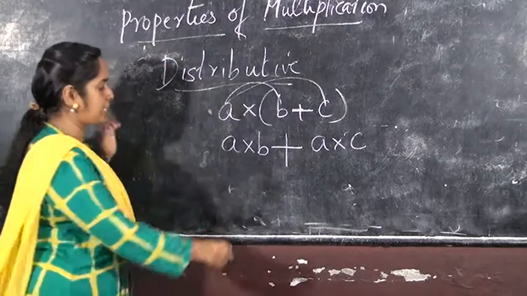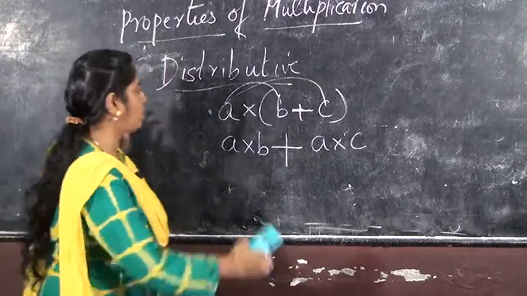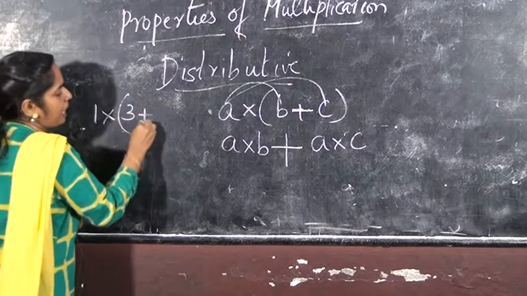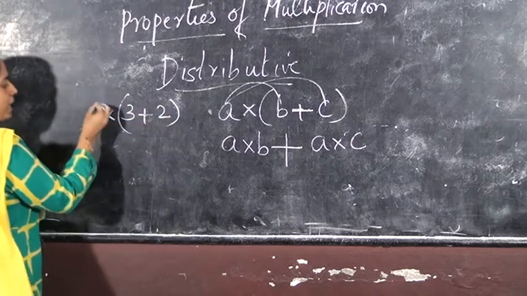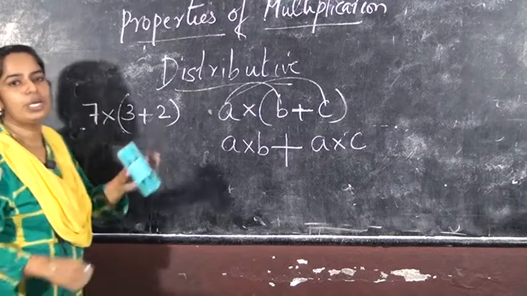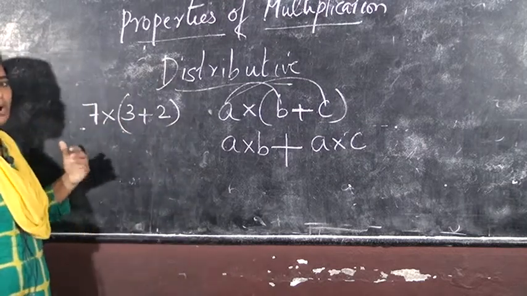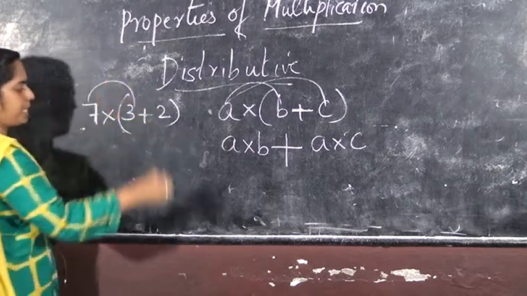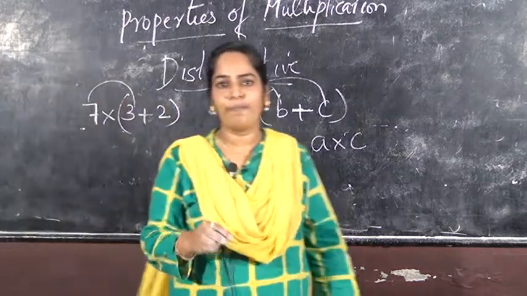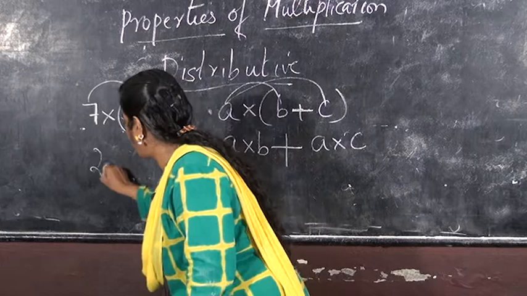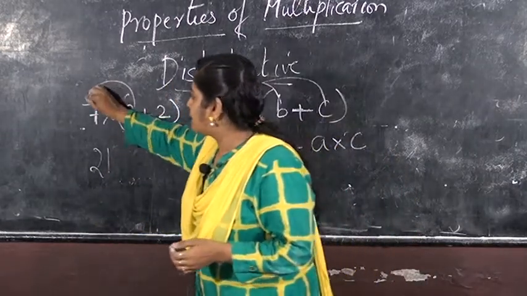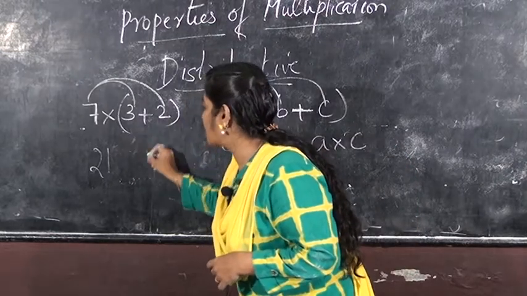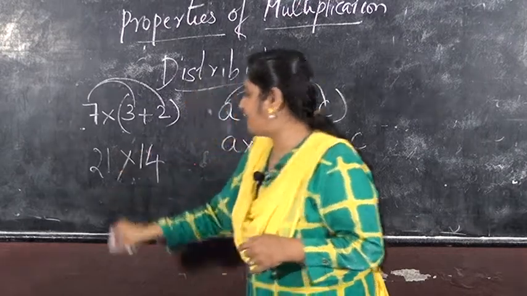So we can check one example. If a number, that is A into (B plus C), if we are using 1 into (3 plus 2), or instead of 1 we can take 7. 7 into (3 plus 2), how? 7 is common for both 3 and 2. So 7 is common for 3. So how will you do? 7 into 3. What is 7 into 3? You know 7 into 3? 7 3s are 21. Okay, again 7 will go to 2. What is 7 into 2? Yes, 7 2s are 14.